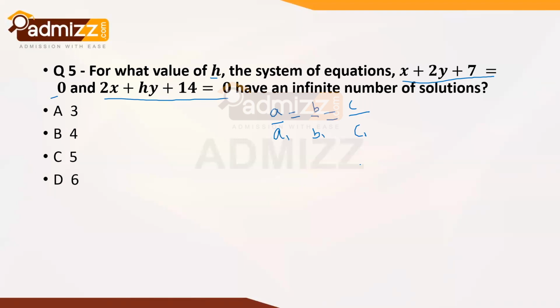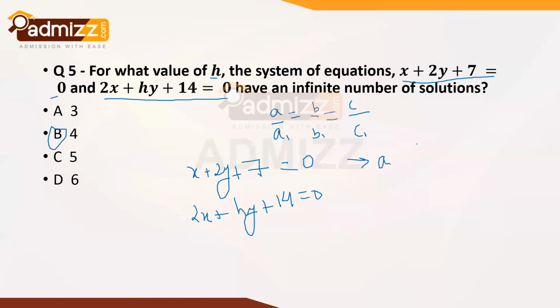And so with this, we simply solve them, right? For those of you who are saying that the answer is option number B, which is 4, that is in fact the correct answer, right? But how is that the case? Take a look at this. We write these two equations, x plus 2y plus 7 equals 0. This is the first equation. Next up, we've got 2x plus hy plus 14 equals 0, right? So the coefficients of the first equation are a, b, and c. The coefficients of the second equation are a1, b1, and c1, right?